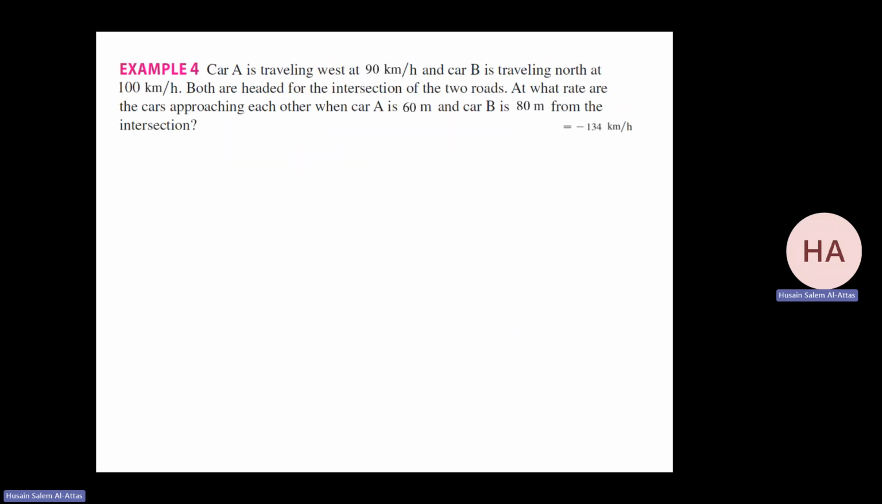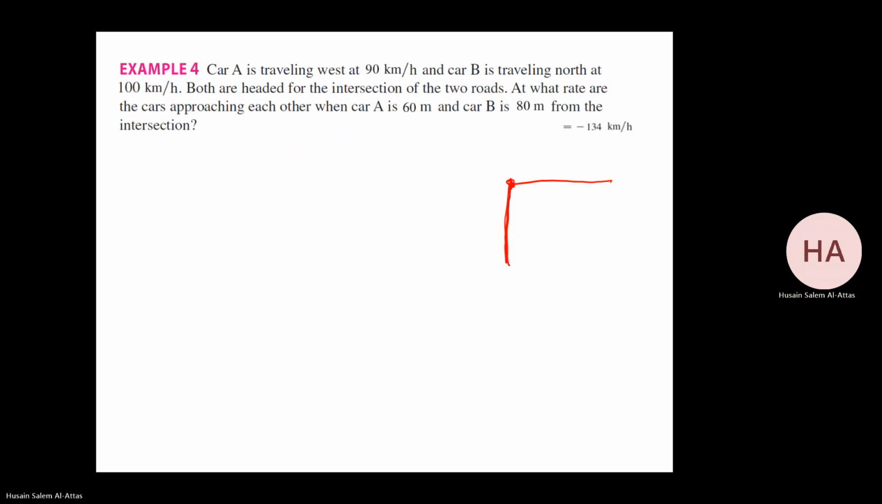Car A is traveling west at 90 kilometers, and car B is traveling north at this. Both are headed for the intersection. So we have the intersection. Let me do the figure here. Car A is traveling west, going in this direction. And car B is traveling north, going in this direction.